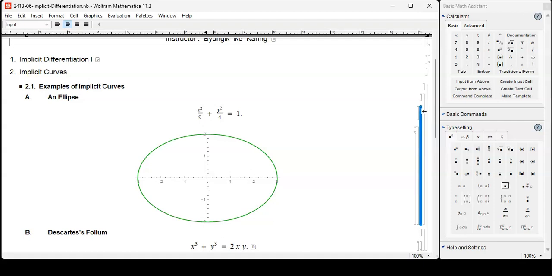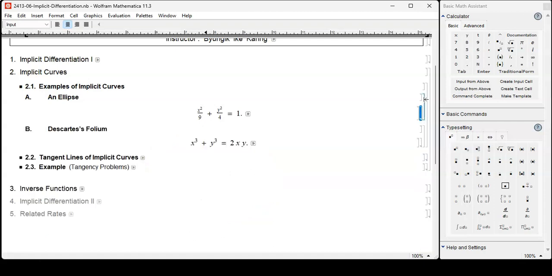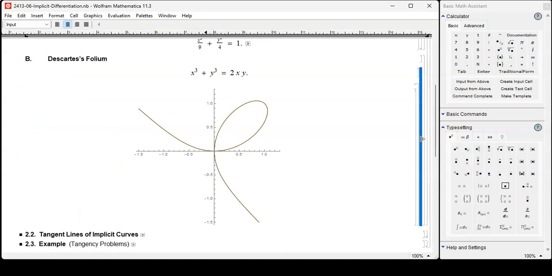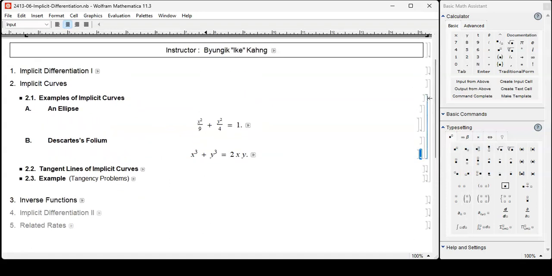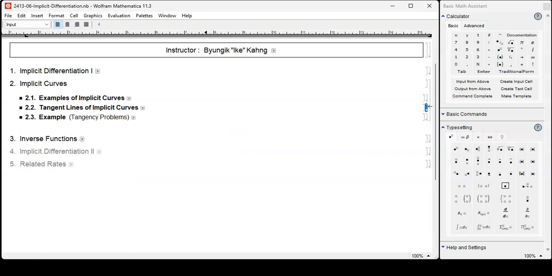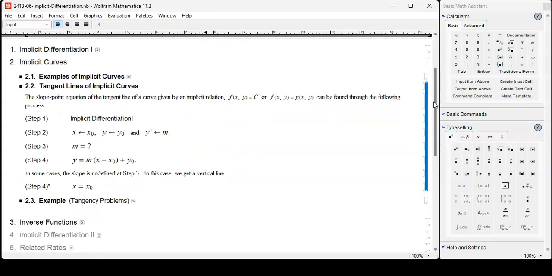Okay, an ellipse. We went through this before. Descartes folium. Okay, we went through that too. Let's consider some tangency problems, and basically this is what you want. The point usually will be given, so x0, y0 is there. What you need to find out is the slope.